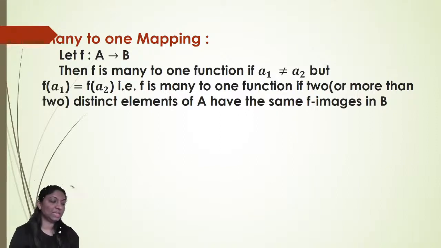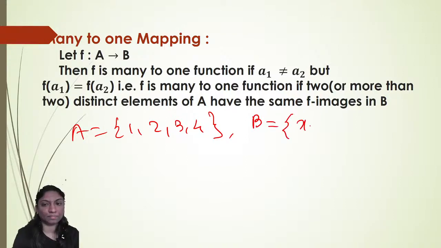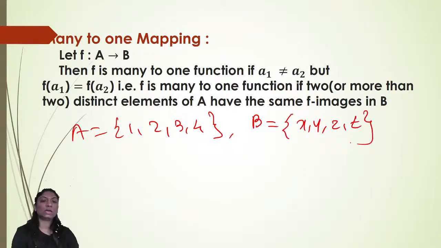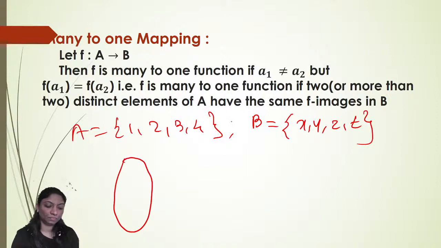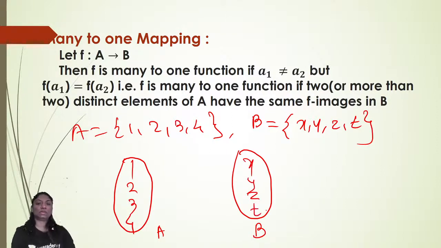For example, suppose A is equal to 1, 2, 3, 4 and B is equal to X, Y, Z, T. Right? A is equal to 1, 2, 3, 4, B is equal to X, Y, Z, T. Then you will get here F defined from A to B, 1, 2, 3, 4, here X, Y, Z, T. So you will get here.